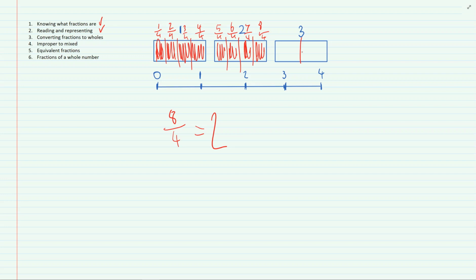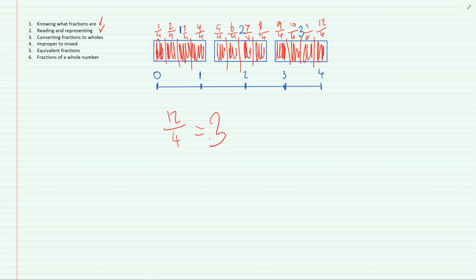We'll keep going, so we'll divide this one into quarters. Excuse my divisions. We've got 9/4, 10/4, 11/4, and 12/4. So now we can see that that's 3 wholes and 12/4, and that's the same thing. So we want them drawing equivalences here. 12/4 is the same as 3.